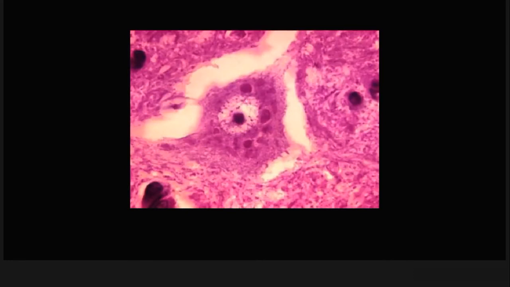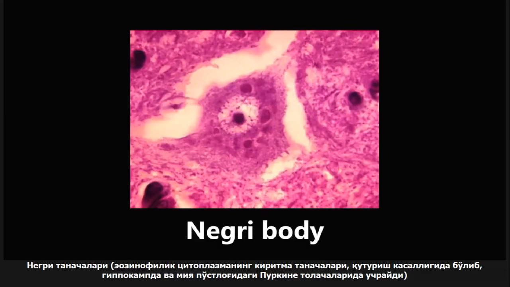This image right in the center here is an image of a Negri body. So Negri bodies are essentially eosinophilic cytoplasmic inclusion bodies. Let me say that again. Eosinophilic, nice and pink, cytoplasmic, so they're in the cytoplasm, inclusion bodies that are found in the pyramidal cells of the hippocampus and Purkinje cells of the cerebellar cortex in a patient infected with rabies. I know that was a mouthful, so let me go through it again. Right here in the middle, Negri body, it's an eosinophilic cytoplasmic inclusion body. These Negri bodies are found in the pyramidal cells located in the hippocampus and the Purkinje fibers of the cerebellar cortex, and they're seen in patients that are infected with rabies.